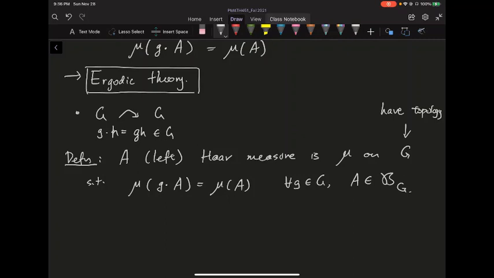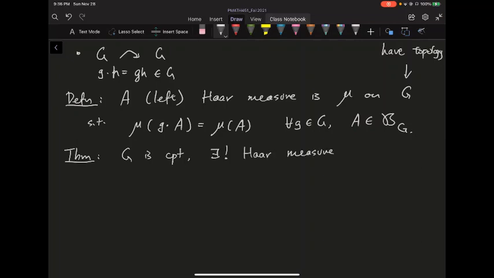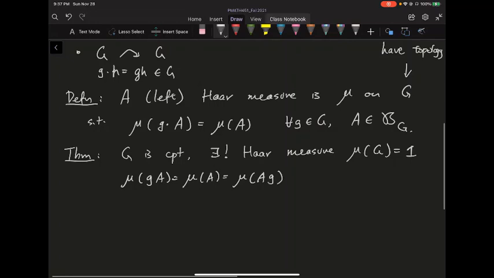And in the analysis of these Haar measures, it turns out under some mild conditions, they always exist. In fact, there's a big theorem. If your G is compact, then there exists not only a Haar measure, but a unique Haar measure that's left and right invariant. And not only that, the mu is actually a probability measure, so the mu of the whole thing equals 1. It's left and right invariant, so the mu of a set translated on the left is the same as translated on the right, and it's the same as the measure itself. So this is a big theorem.